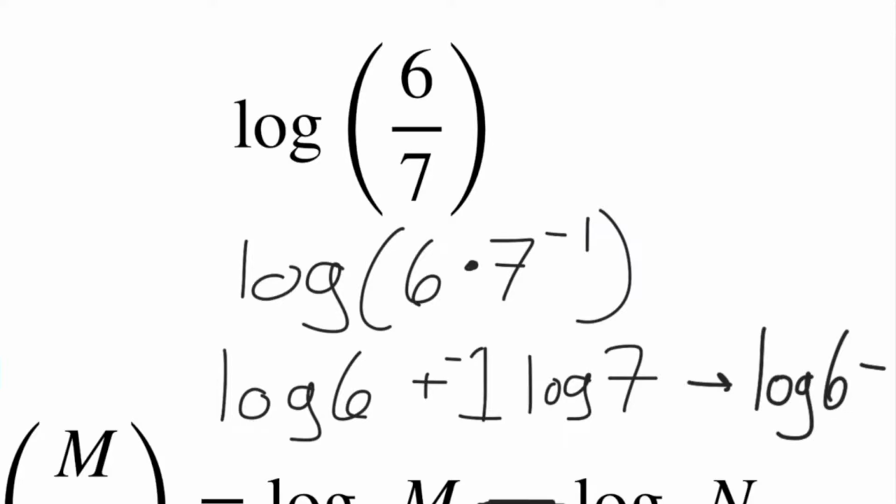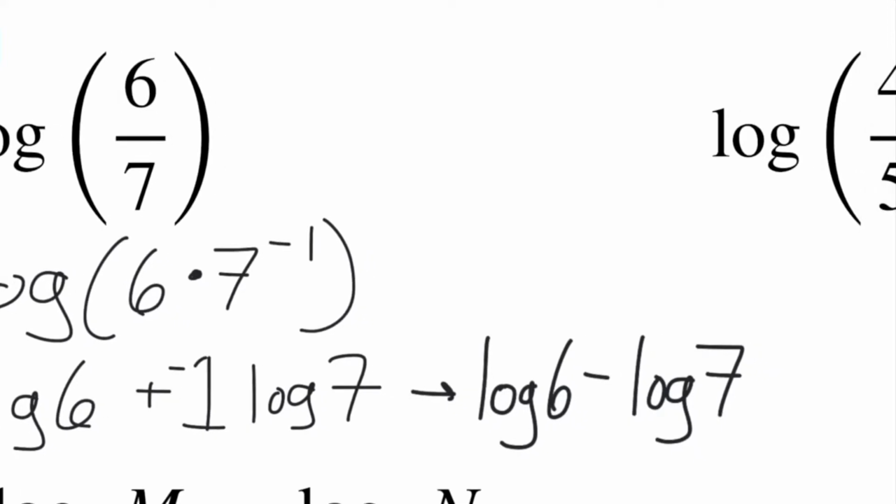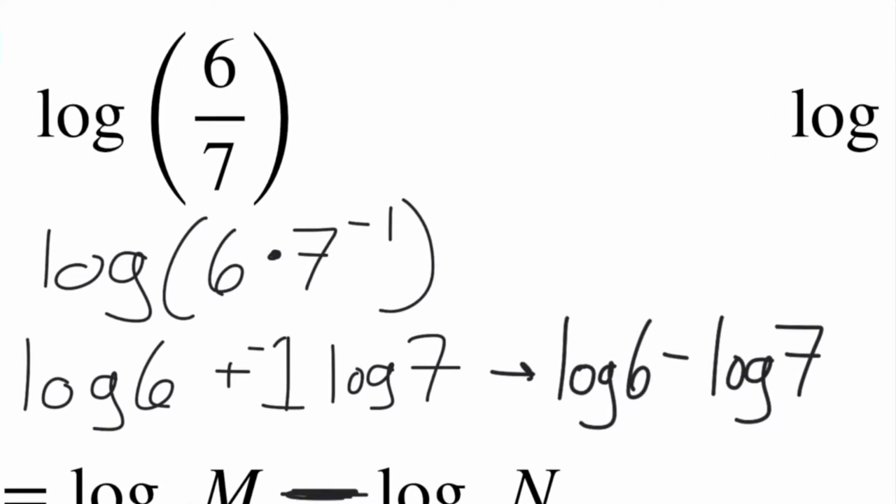Here, the log of 6/7, the fraction, could be rewritten as 6 times 7 to the negative 1. Again, negative 1 makes it a fraction, puts it on the denominator. But if you bring it up in the numerator, or just in the same line, you can say this is an exponent of negative 1. Now I see multiplication on the inside, I see exponent on the inside. They become addition and multiplication on the outside. So the log of 6 plus negative 1 log 7. You can simplify that down and just say it's log 6 minus log 7.